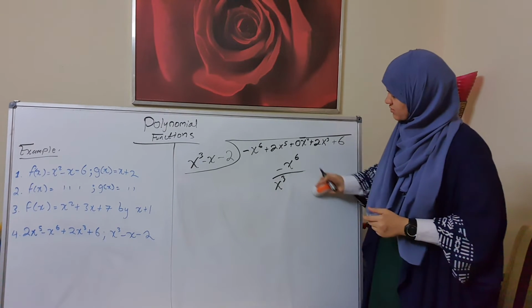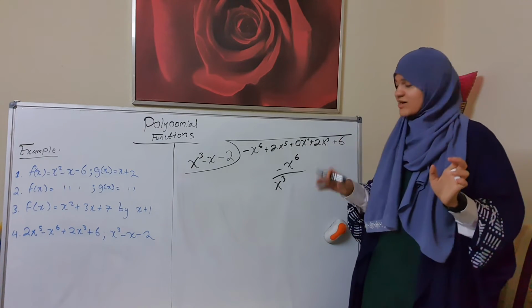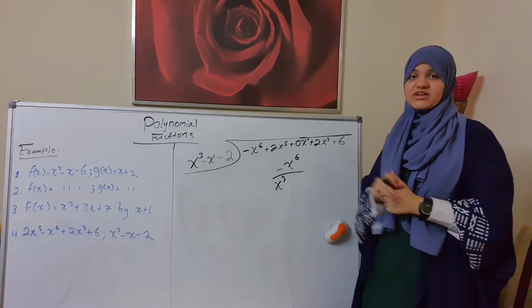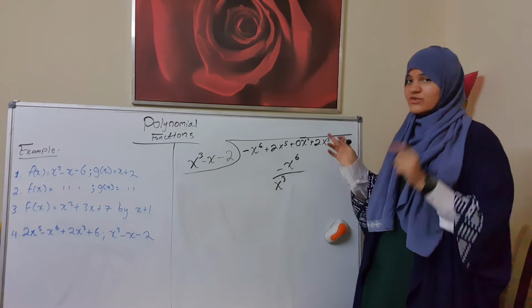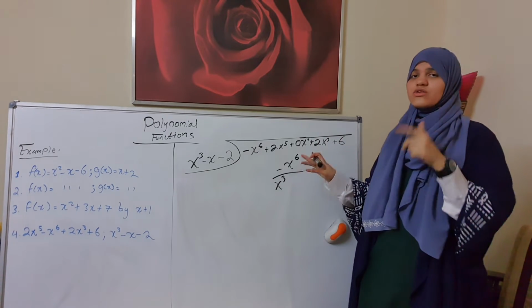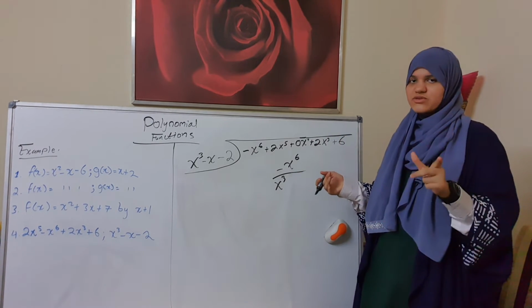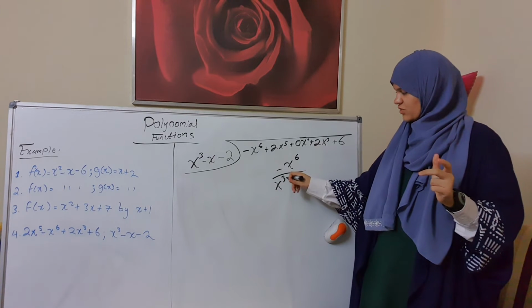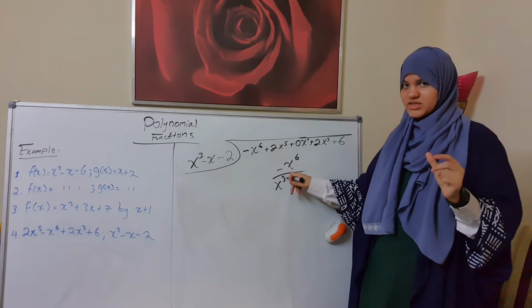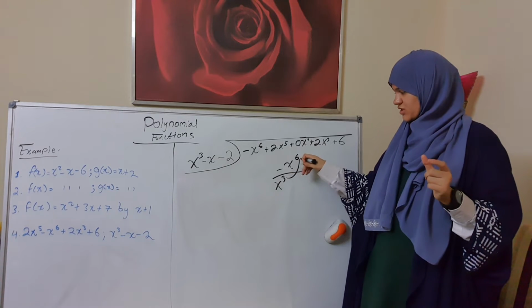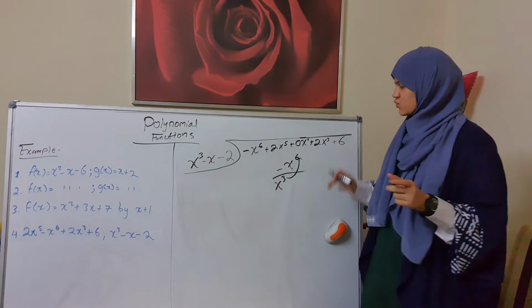Go another way. So what's left here? Negative x to the power of 6 and x to the power of 3, right? Now here, if you divide 6 over 3, or without dividing, can you remember how we take the exponent of the denominator to put it in the exponent of the numerator? Yes, we can do it.